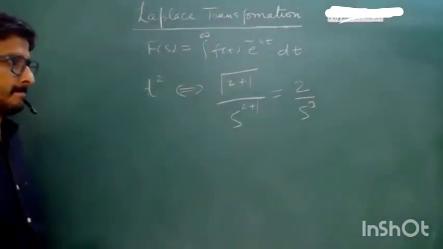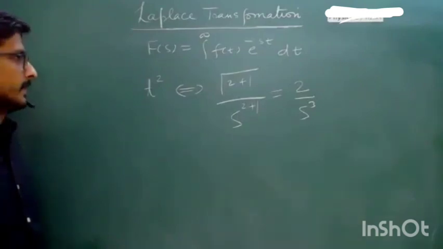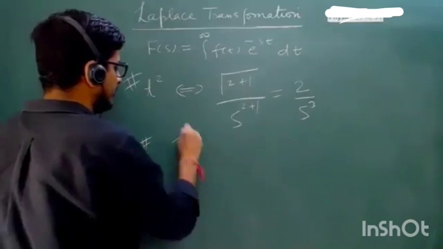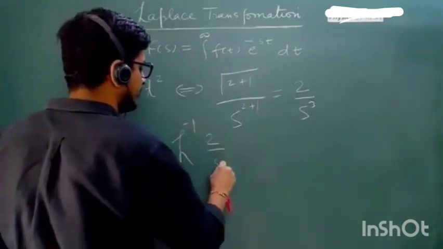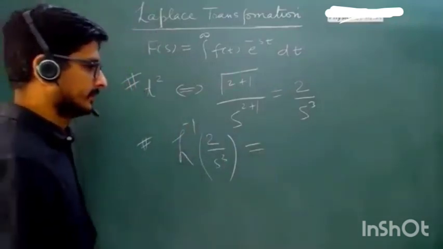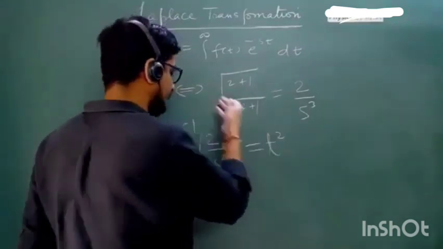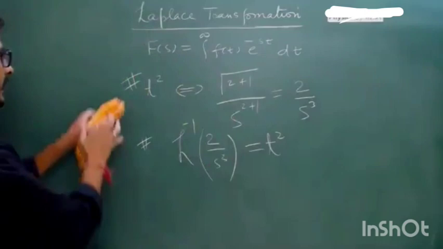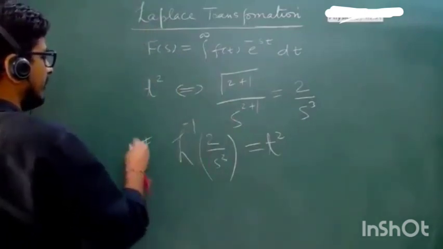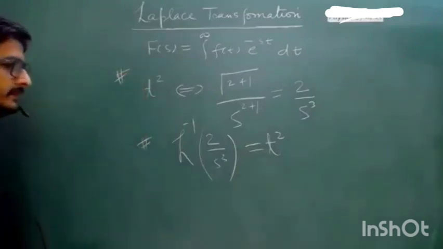Yes, sir. This is one question. Another question is, what is inverse Laplace of 2 by s cube? It is t square. So these two are very very important things. If you understand them, you can make 50 questions from them. So this was Laplace, this was inverse Laplace.